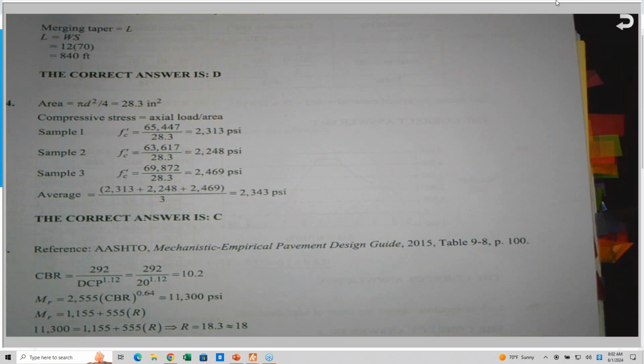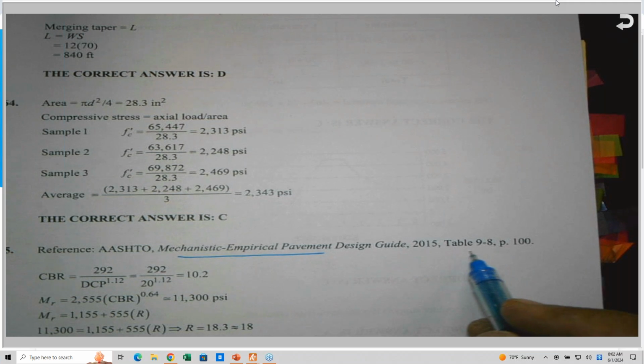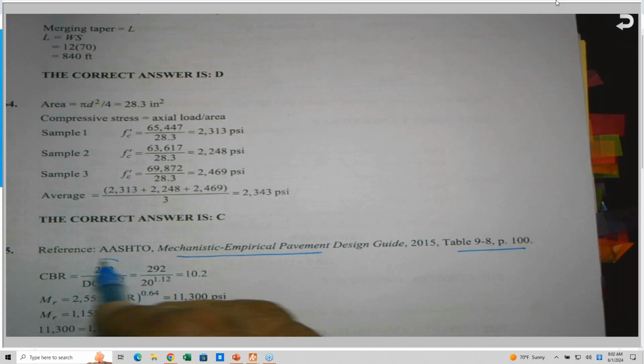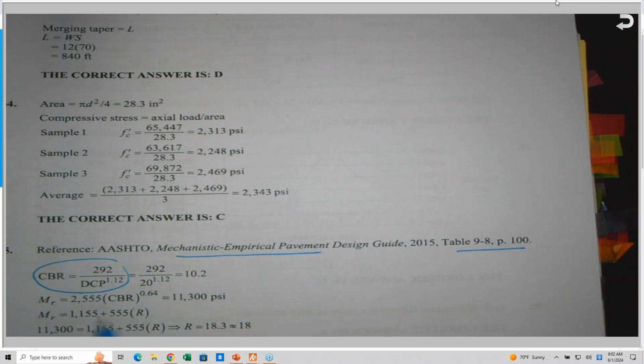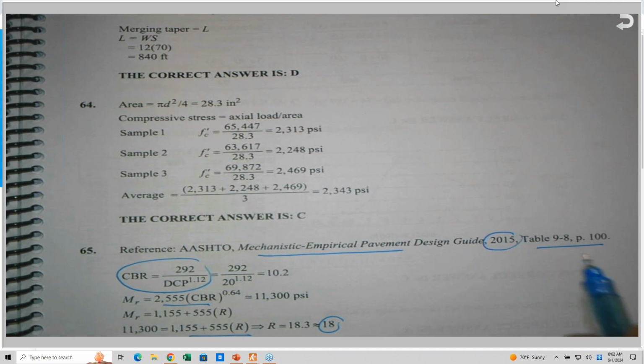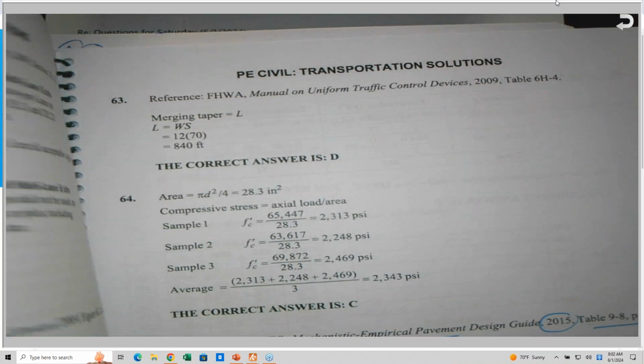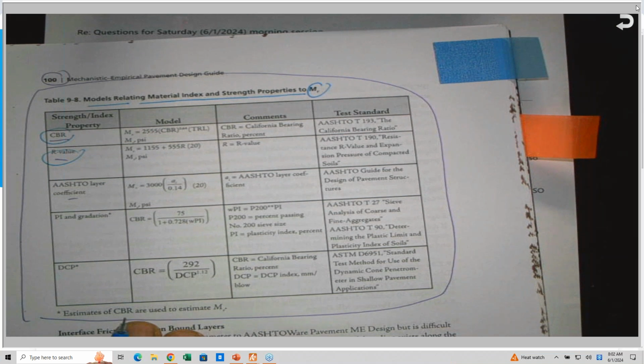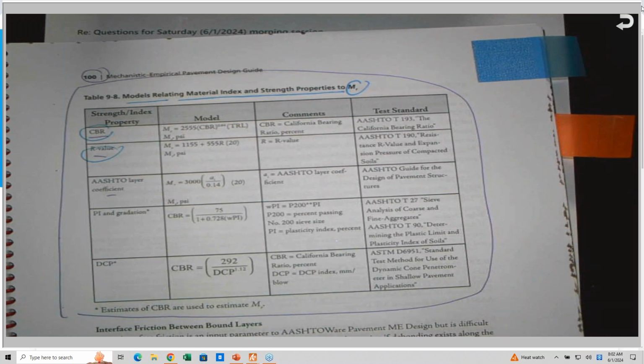Okay, so problem 65, in the mechanistic-empirical pavement design, page 100, the CPR and M sub R and 18. Unfortunately, he's referring to the table I was telling you about. I don't know why they give you all these equations if the intention is to go to this table here, Table 9-8, which I think I included in my book, if I'm not mistaken, because this table is important.